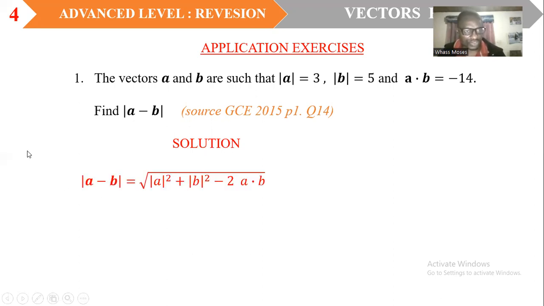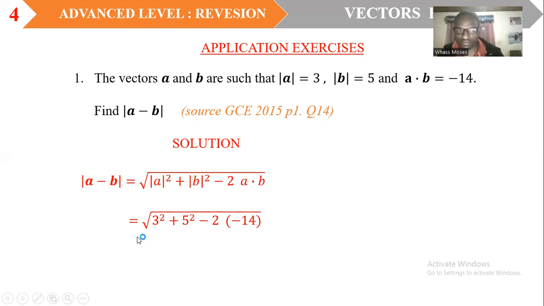Solution. To find the magnitude of A minus B, we know that the formula is given by the magnitude of A squared plus the magnitude of B squared minus 2 times the dot product of A and B. So substituting, we have 3 squared plus 5 squared minus 2 times negative 14 as was given in the question. So you take the square root.